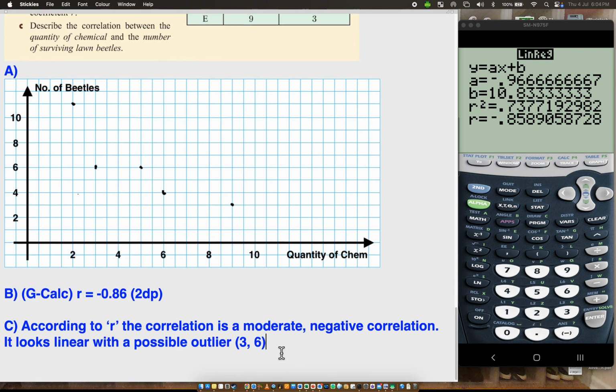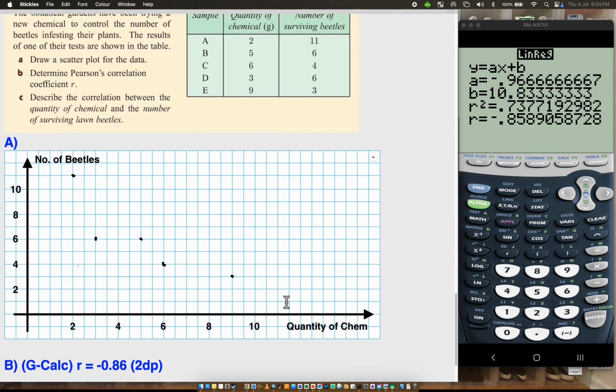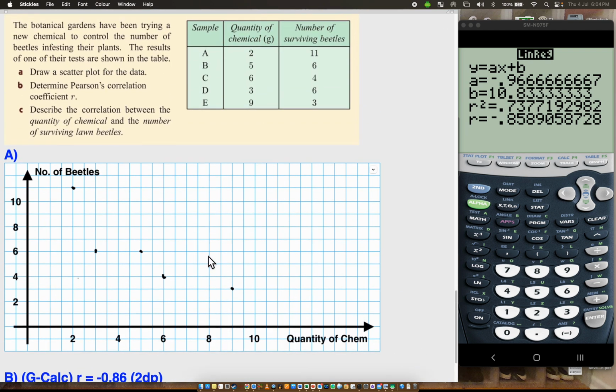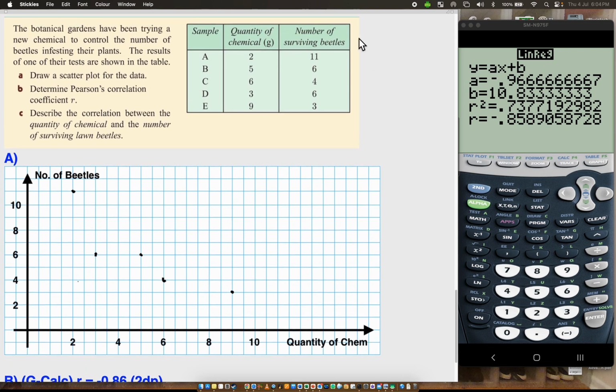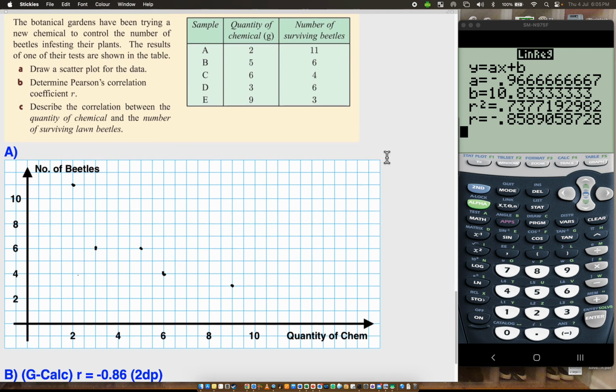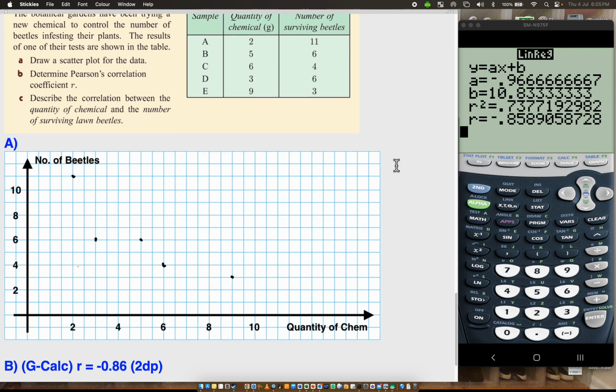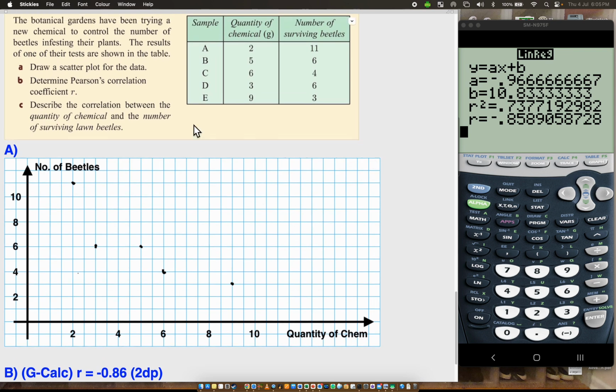Okay, so that's an example of entering data, drawing a little scatter plot there. Don't bother doing what the textbook says and doing it on your calculator, because that would be a waste of time in an exam if they ask you to draw a graph on your calculator. How do you show evidence of that? Okay, you're going to be drawing them yourself.